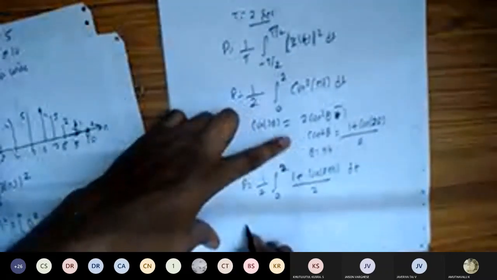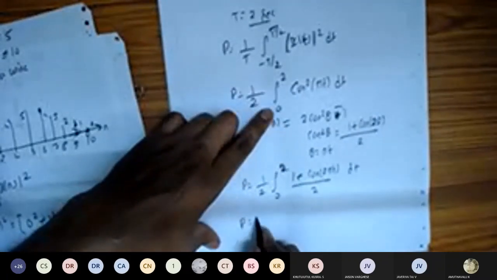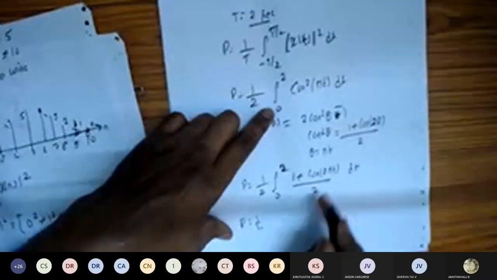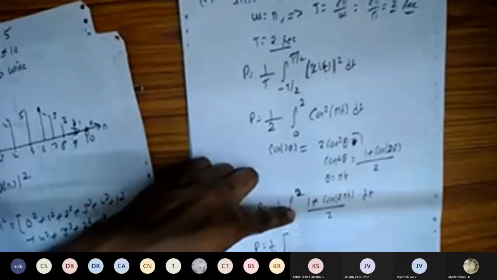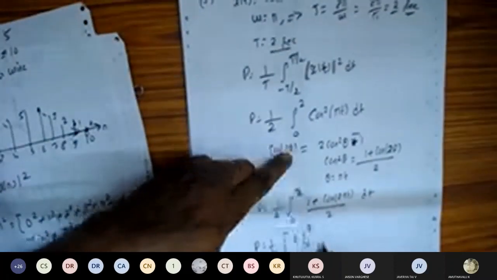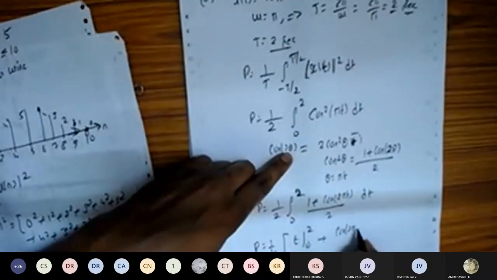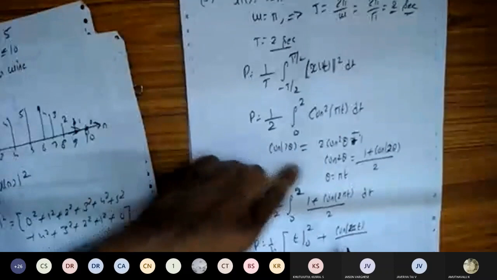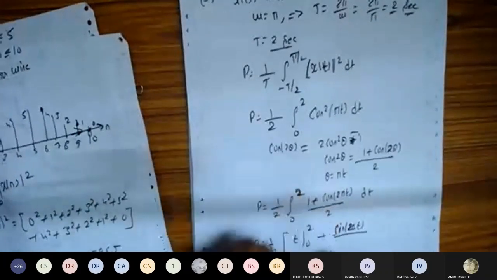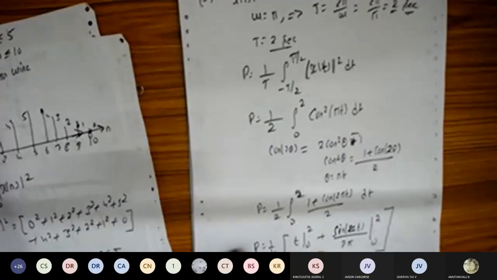Now integrate this. P is equal to 1 by 2, and you can take the 2 common here, so it becomes 1 by 4. The integration of 1 is t from the limit 0 to 2, plus the integration of cos 2 pi t, which is sin 2 pi t divided by 2 pi, with the limit from 0 to 2.